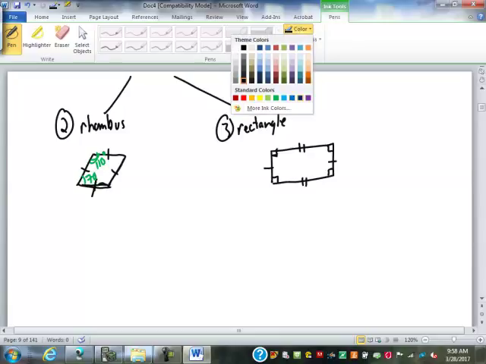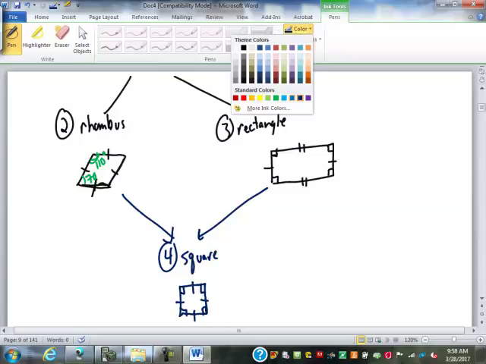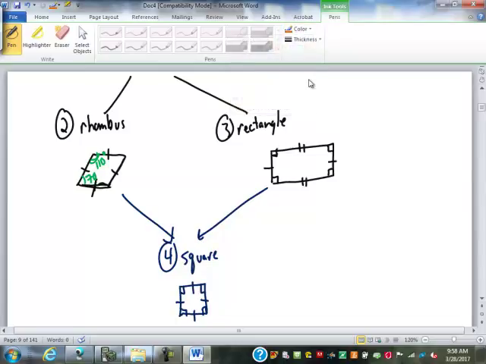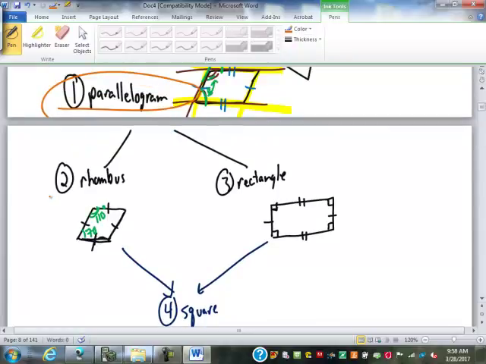Then these two come together to make a square. A square can be thought of as a rhombus with right angles, or it can be thought of as a rectangle with equal sides. All of these are parallelograms. A rhombus is a parallelogram, a rectangle is a parallelogram, a square is a parallelogram.